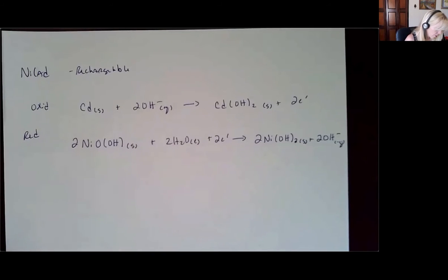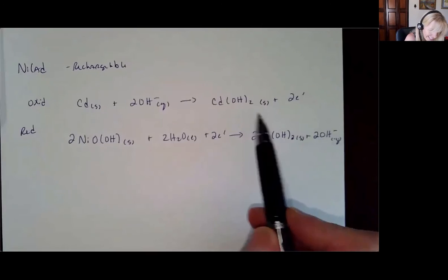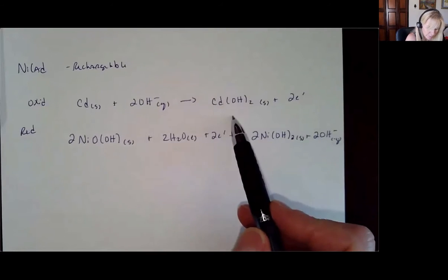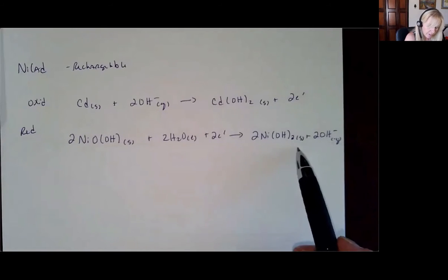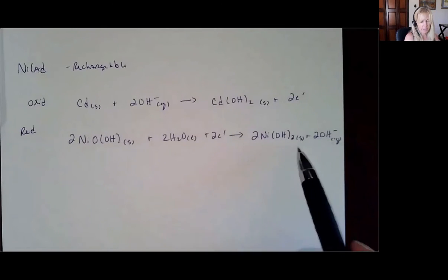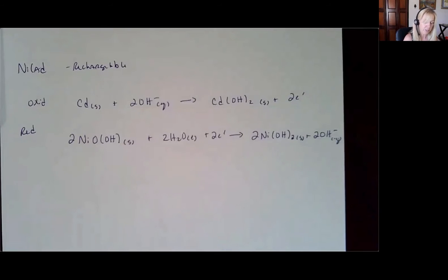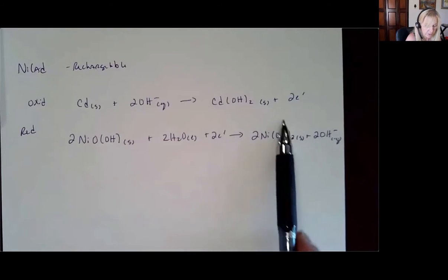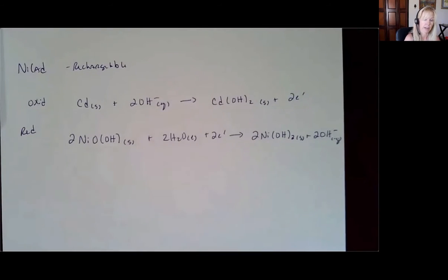I can recharge this by driving the reaction in reverse. At the anode, I would have a buildup of cadmium hydroxide. At the cathode, I would have a buildup of this nickel hydroxide. If I apply an electrical current to it, it's just going to reverse both of these reactions. And so that's what a rechargeable battery does: you plug it in, you run an electrical current through it. Now you have an electrolytic cell where I'm reversing a spontaneous reaction, allowing it to go in the reverse direction.